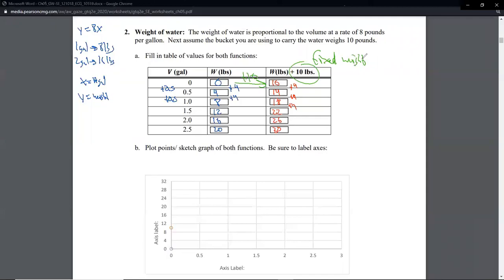Now I might say, well, Mr. Beckner, why don't you just put the bucket on the scale and hit tare? And I go, yes, absolutely, that's what you do in real life. But the point is, when you've got to pick this bucket up and carry it somewhere else, you're going to be holding that 10 pounds of the bucket in addition to the water.